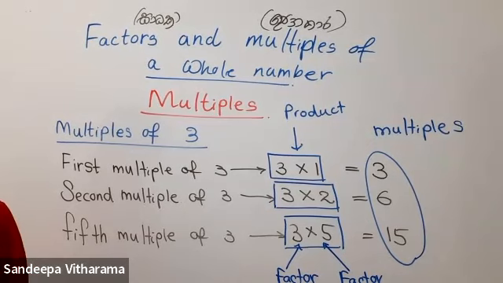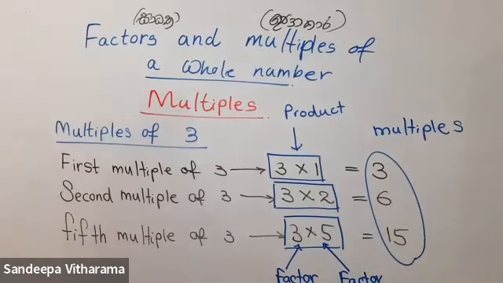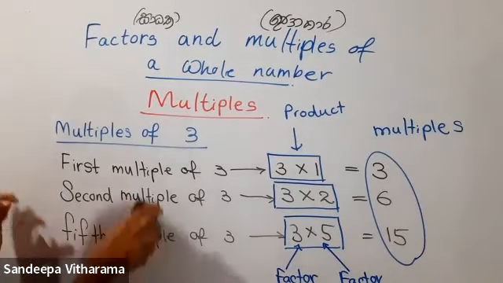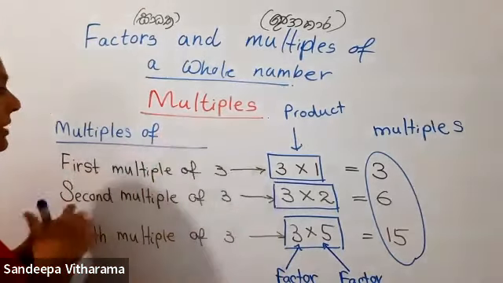I am done my work, ma'am. Okay, shall we write the multiples of another number? Try to write the multiples of 7.